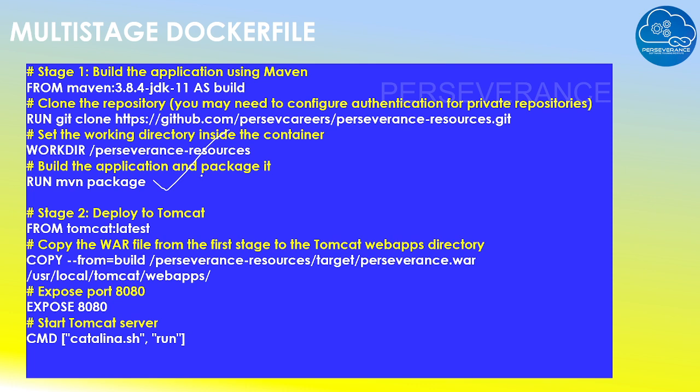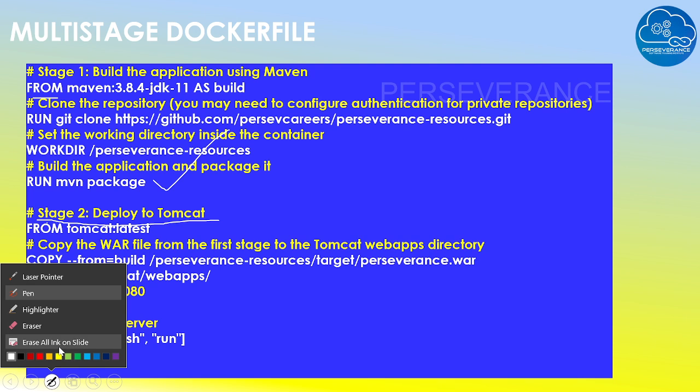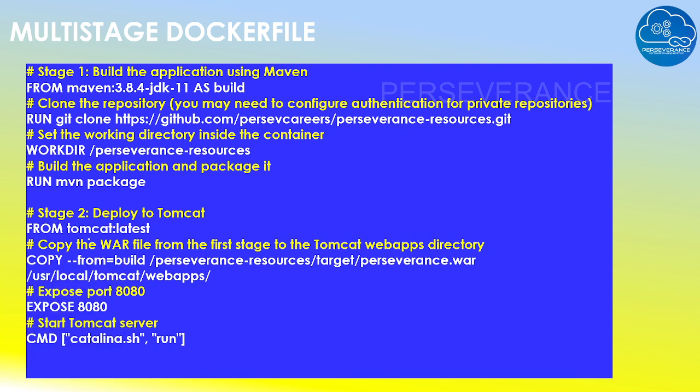Now if you see, we are embedding another FROM tag in stage 2 of the Dockerfile, which is deployed to Tomcat. So we have the package ready. How to deploy it? From tomcat:latest, we are using the FROM instruction with the Tomcat image name and the latest tag. Copy the WAR file from the first stage to the Tomcat webapps directory.